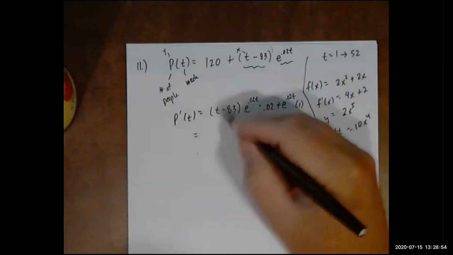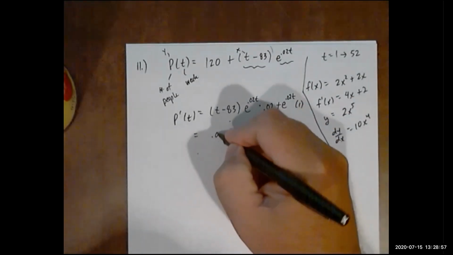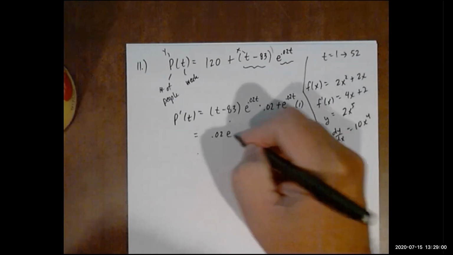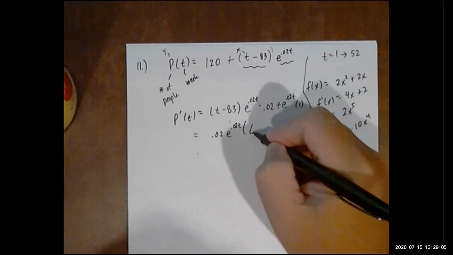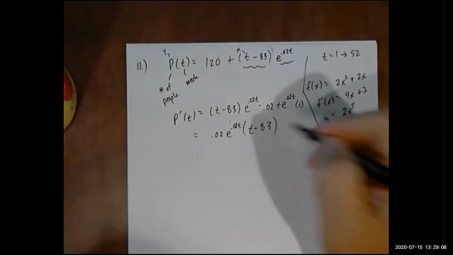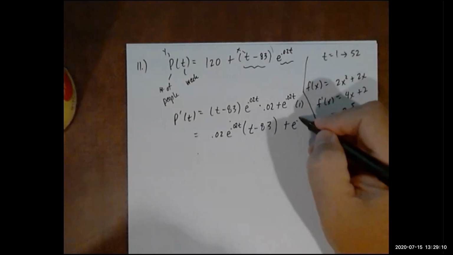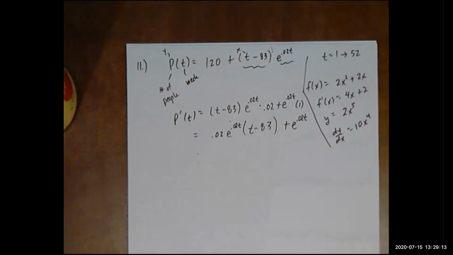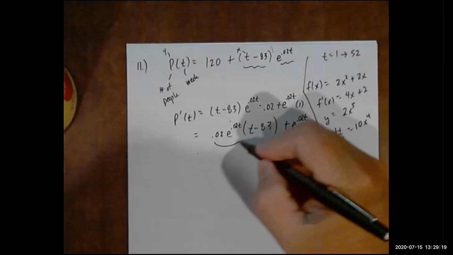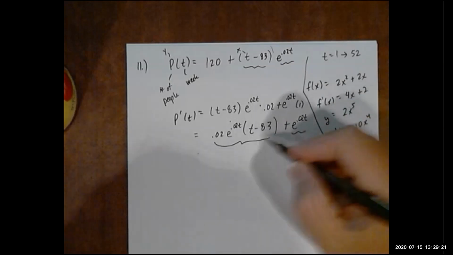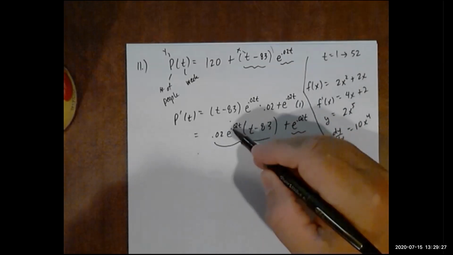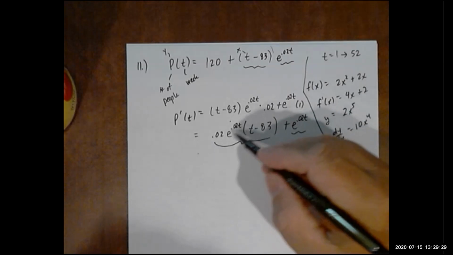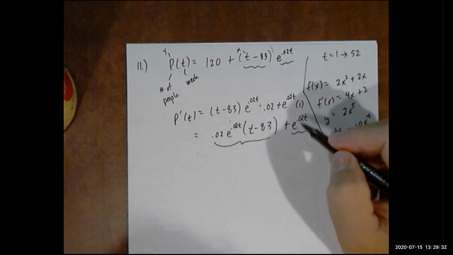So if I rewrite this, especially this first term, I have 0.02 e to the 0.02t times in parentheses t minus 83 plus e to the 0.02t. So really we have two terms here. This first one's pretty big. It's got like 3 factors: this coefficient, this exponential, and the parenthesis. I'm going to go ahead and factor out the exponential because it's the same in both.